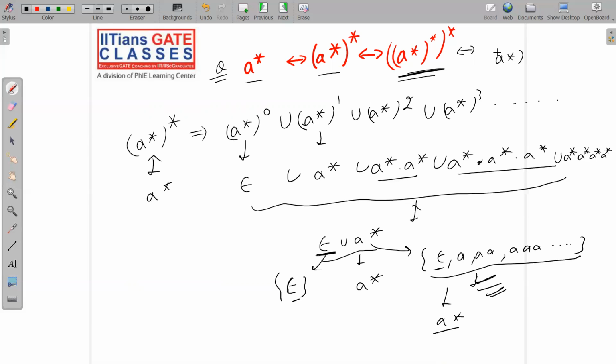So A star, star, okay, then star, then star, dot dot dot. You can apply any number of stars. You will get A star only. I hope I have made the point clear. Please note it down. I am jumping to the next slide. If you have doubt, please rewind the video and watch it again. I will not repeat it again and again.